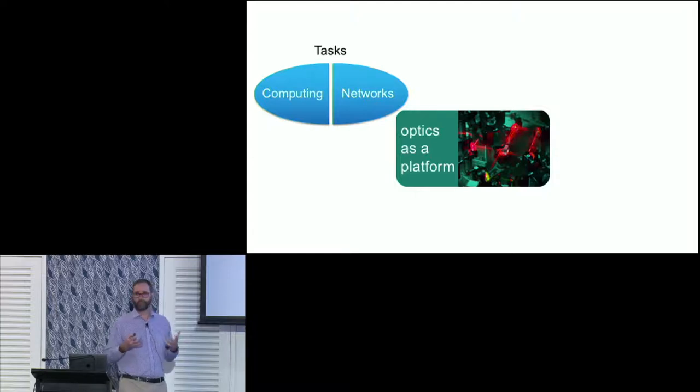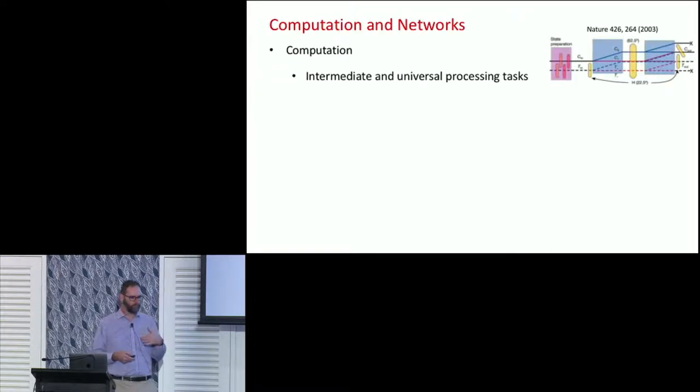And of course, I've already alluded to the fact that perhaps unlike some of the other platforms that we might talk about, there's more than just one or two tasks for using optics. So computing, quantum computing is one, but quantum networks is another one. Okay, and we heard in Hal Wiseman's tutorial that other things like making precision measurements or doing other quantum enhanced processes are in the mix as well, but I won't talk about those things today. So computation, we're thinking about using optics for intermediate and for universal processing tasks. The first optical CNOT gate demonstrated here was demonstrated in our center.